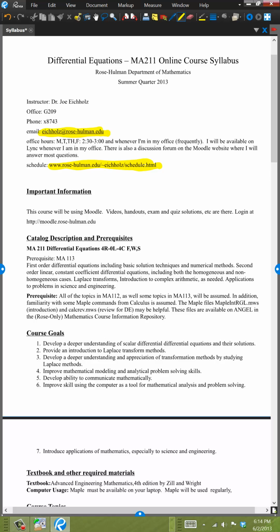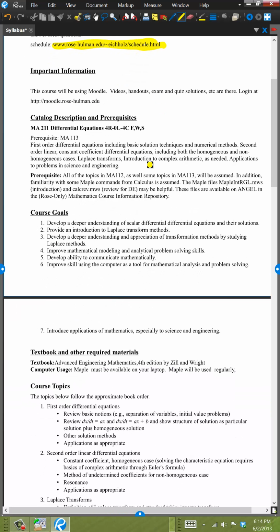Okay, important information. This class is using Moodle. We're not using Angel. Most of you, I'm sure all of you actually have had courses on Moodle by now. These videos, any handouts that we need, exams, quiz solutions, etc., they're all there. Log in at moodle.roseholman.edu. That's important.